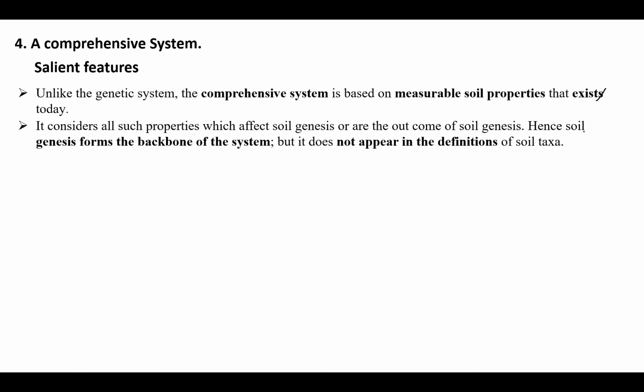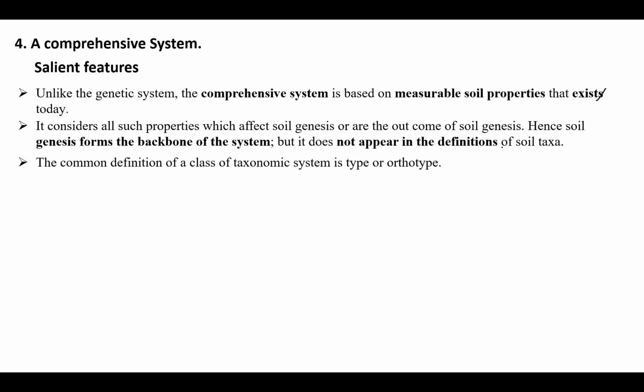That's why soil genesis forms the backbone of the system. So this comprehensive system or seventh approximation is completely based on genesis as the backbone of the system, but it does not appear in the definition. The fun part is that even though it considers all the properties of genesis, and genesis indirectly becomes the backbone of the system, in the definition we cannot see such a thing as soil genesis being the backbone of this system. We cannot see the emphasis which is given on the soil genesis of the soil taxon.